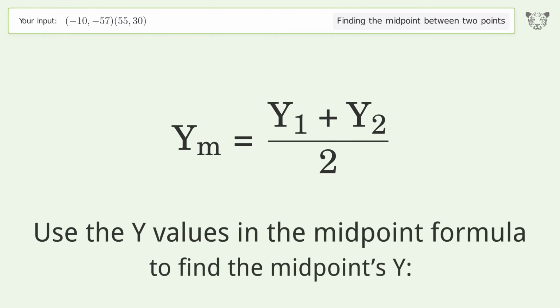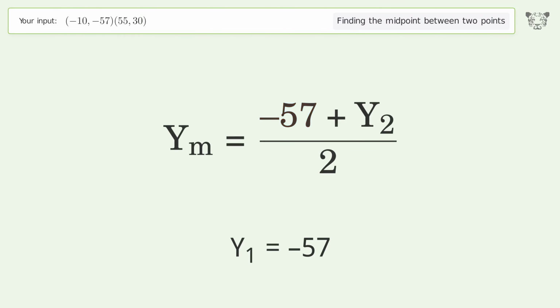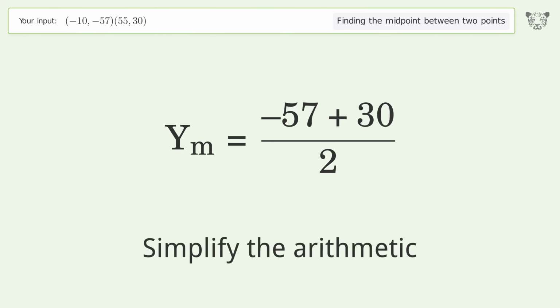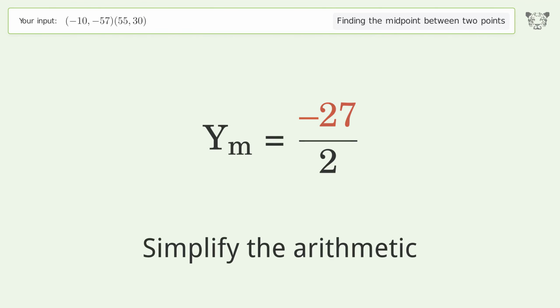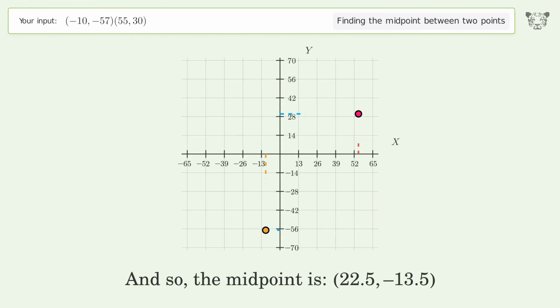Use the y values in the midpoint formula to find the midpoint's y. y1 equals negative 57. y2 equals 30. Simplify the arithmetic. And so, the midpoint is 22.5, negative 13.5.